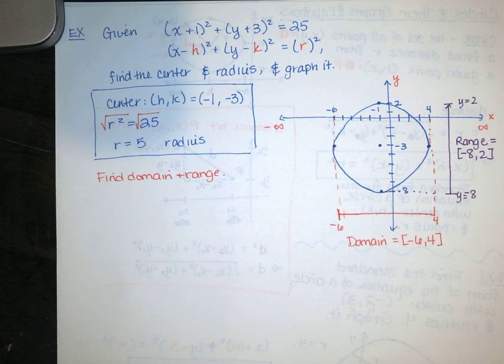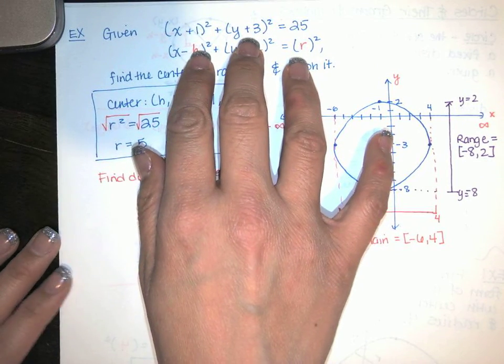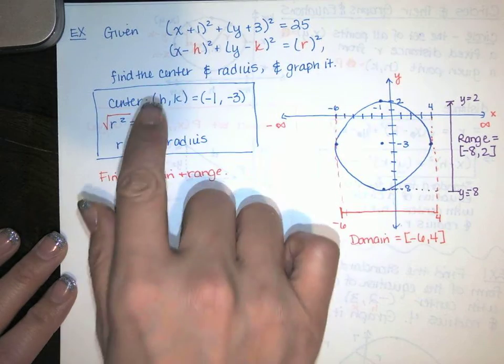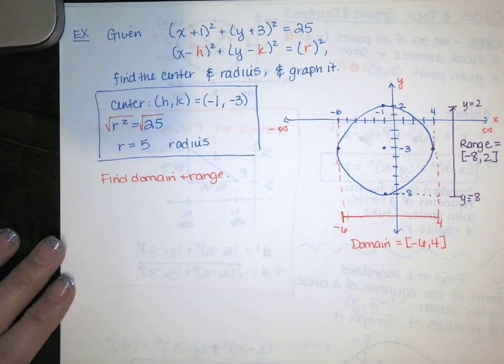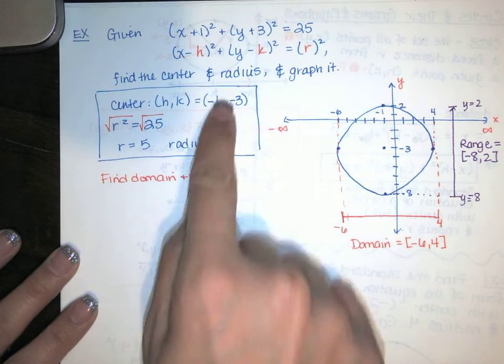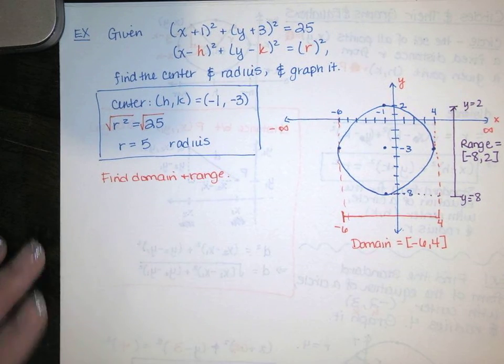Okay, so I could give you the circle in standard form and ask you for the center and the radius. I might ask you to graph it. I might ask you for the domain and range, or it could go the other way where I give you the center and radius and I ask you to plug those in and give me the equation in standard form.